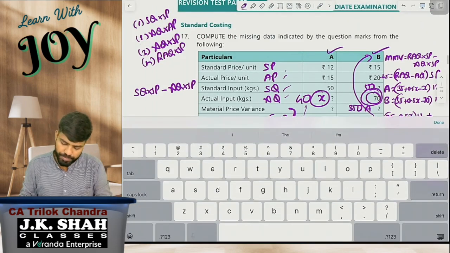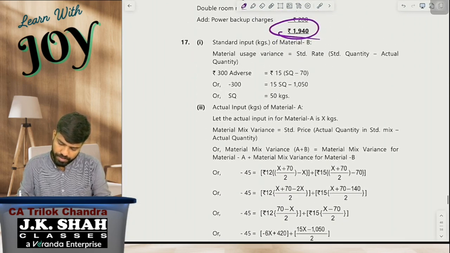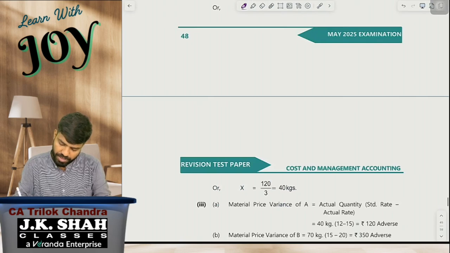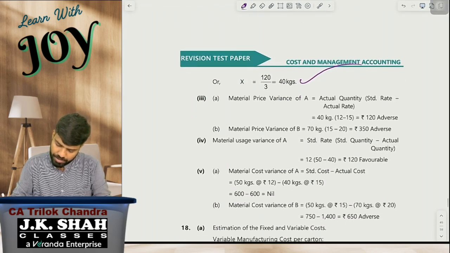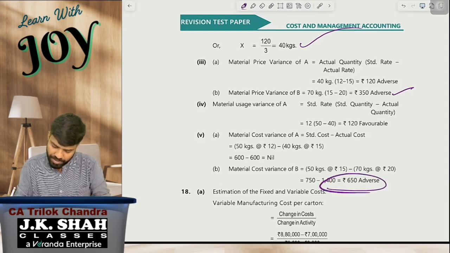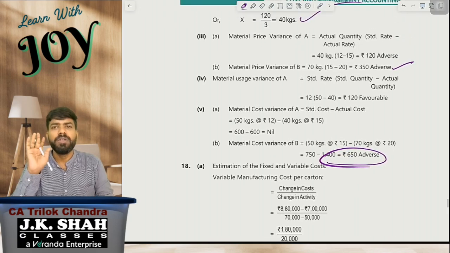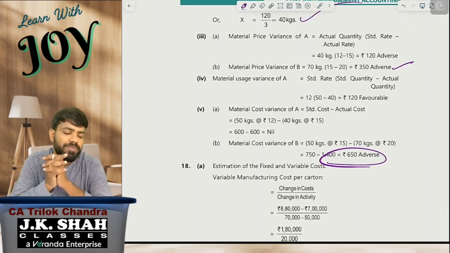Look at the solution. Look here. 50, 40, material price variance for A. We calculate for B 350, usage variance I think 300, 650 adverse. Okay, so this is about a standard costing question. You can calculate the price variance, usage variance and cost variance using the formulas. We all know that 1 minus 2, 3 minus 2, 1 minus 3. Okay, this is about standard costing.